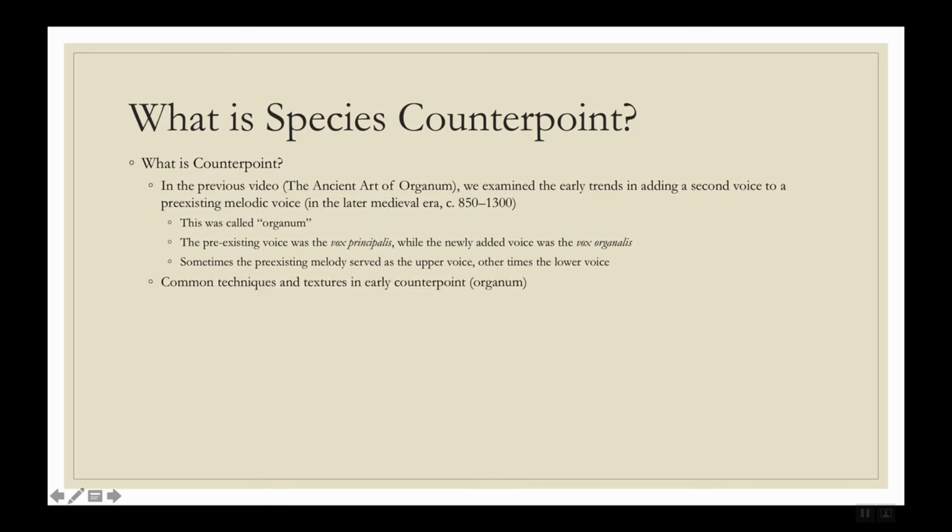Common techniques and textures that we saw in early counterpoint or organum were parallel organum, that was doubling the melody at the fourth or fifth below or above. So that's our melody. We could double it at the fifth above. Something like that. The drone method, which would be to add a constant drone below the melody. I'll just go ahead and put the tonic down there in the drone.